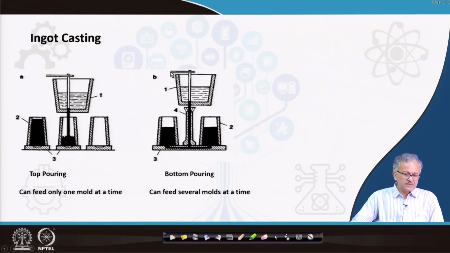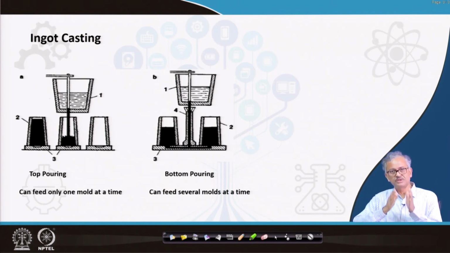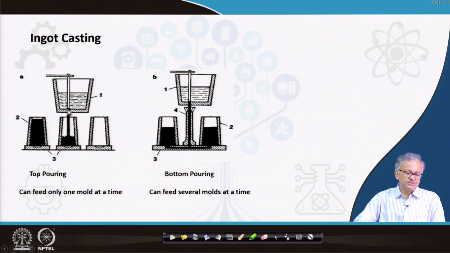Now you can see there are basically two types of castings. One is called top pouring, by which you pour the liquid steel just over the ingot. Ingot casting is a batch process. You pour the liquid steel into the ingot mold, allow it to solidify, and then take out the ingot. That is called ingot casting. So you can pour the liquid steel in two ways.